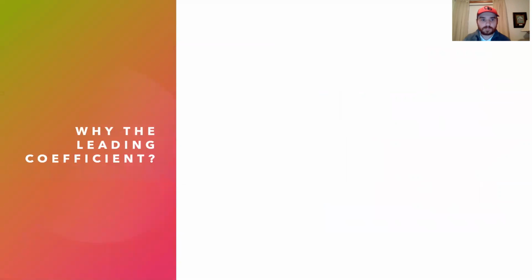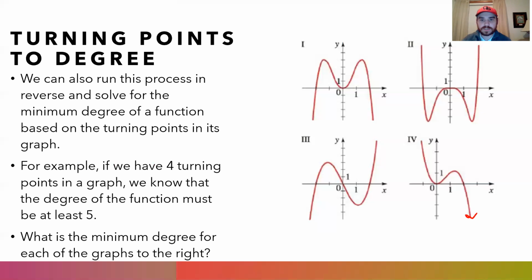So why are we just looking at the leading coefficient? The way this works is actually if the graph is going down, a must be negative.